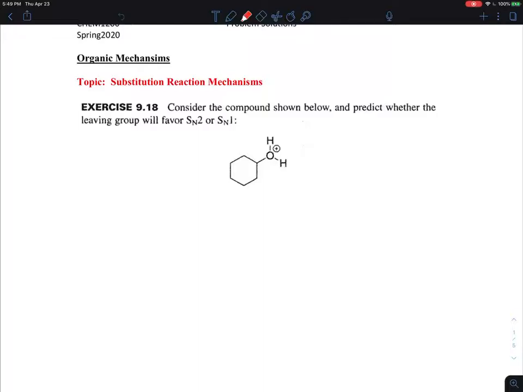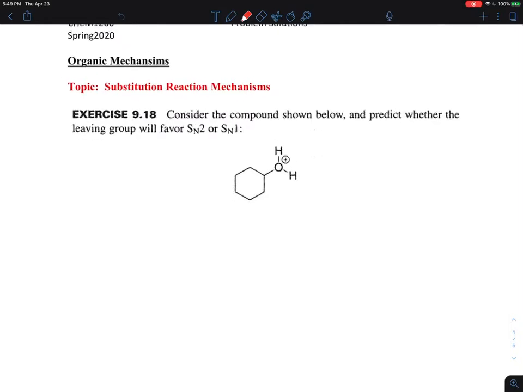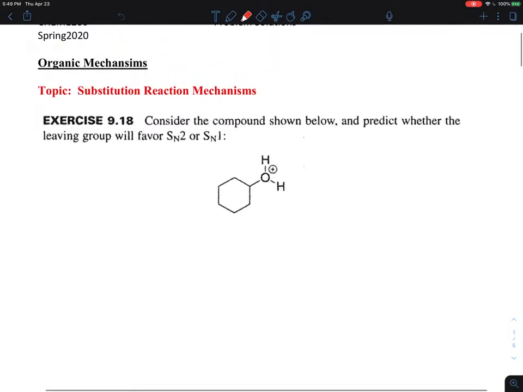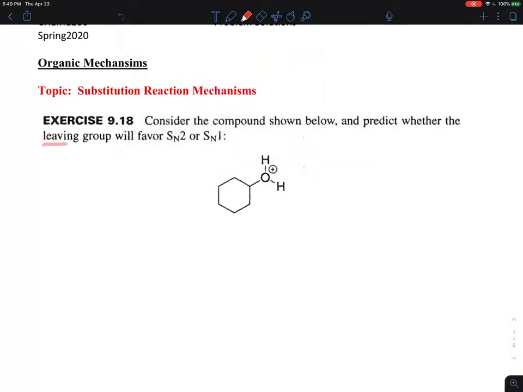Okay, so this is Spring 2020 Chemistry 2, the last discussion problem set on the organic mechanisms. We are trying to continue to talk about having a better understanding of reactivity, and this one is essentially trying to give you an idea to consider the leaving group, which is shown up here. So this leaving group will favor SN1 or SN2, right?